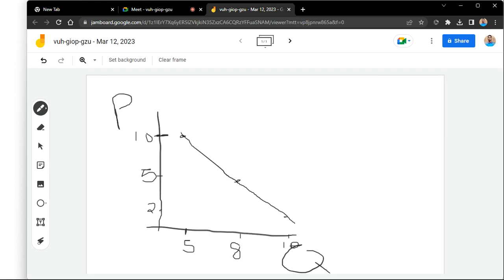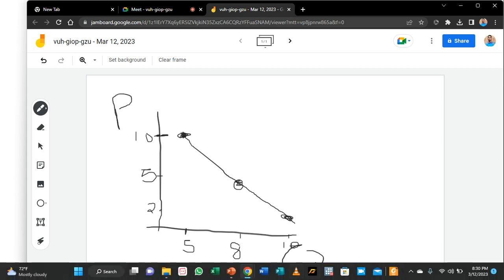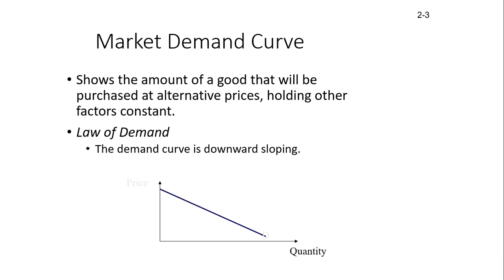What we have done is just connect these points. We had a point there, another point there, and then another point there. So what we have come up with is a market demand curve. It shows how many quantities are demanded at each price. When the price is 10, we have 5 units. When the price is 5, we have 8 units. When the price is 2, we have 10 units. When you connect these dots, we come up with what we call a market demand curve.